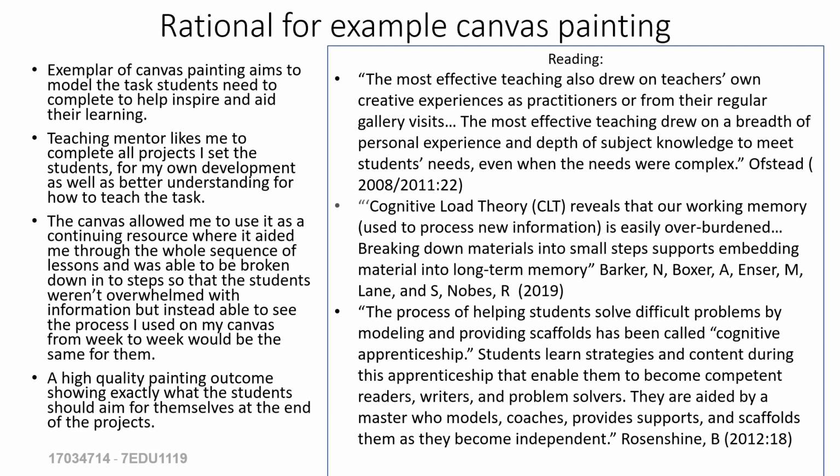From what I'd learned of the Rosenshine principles, I knew that modelling and scaffolding the project was going to be extremely important for it to be successful. Rosenshine said the process of helping students solve difficult problems by modelling and providing scaffolds has been called cognitive apprenticeship. Students learn strategies and content during their apprenticeship that enables them to become competent readers, writers, and problem solvers. They are aided by a master who models, coaches, and provides support, and then scaffolds them to become independent.